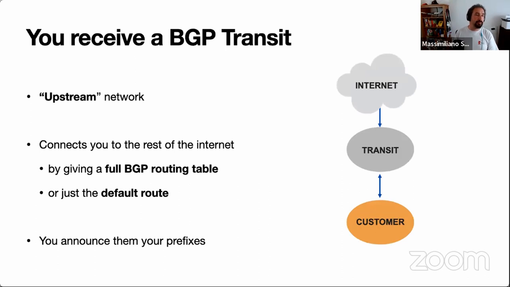So then, when you're a customer, you receive a transit. Normally it's called, I'm getting a transit. It's the way you set up your BGP connection. You normally get the full routing table or the default route, or in some cases you get default plus just the customers of that network you're buying transit from. And what you do is you announce your prefixes to them so that you can be reached over the internet.